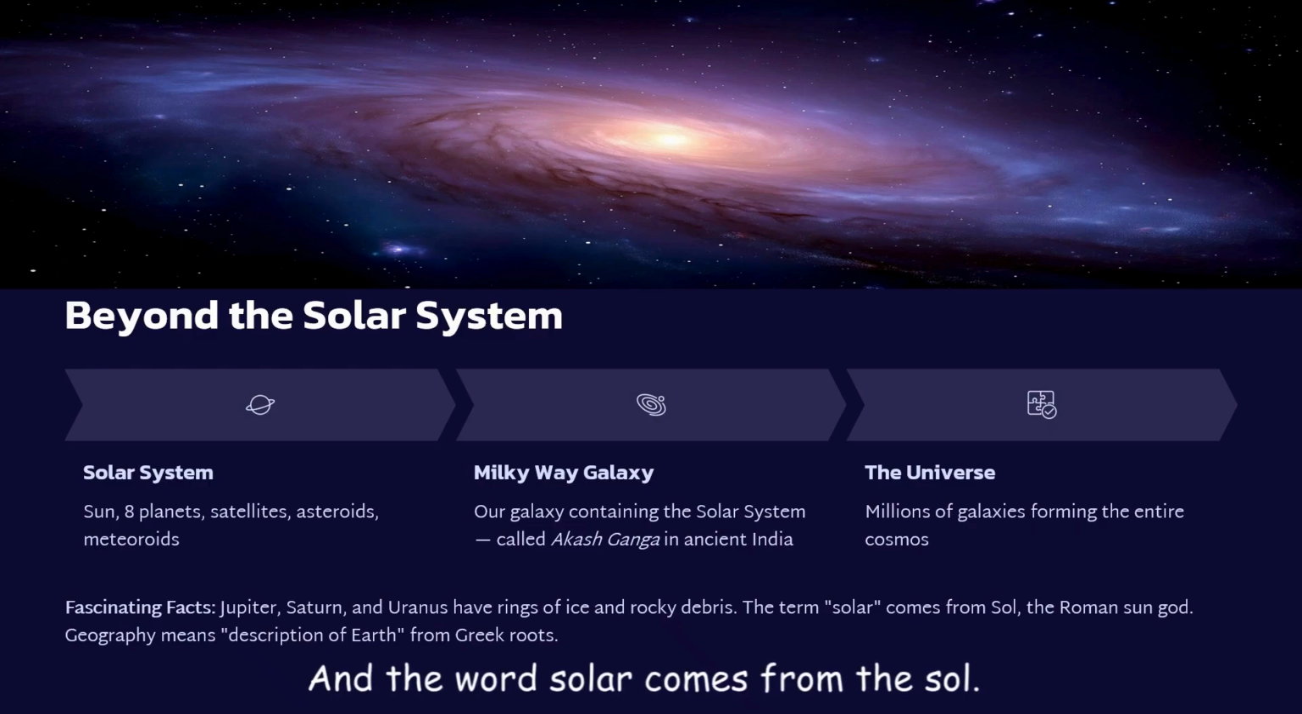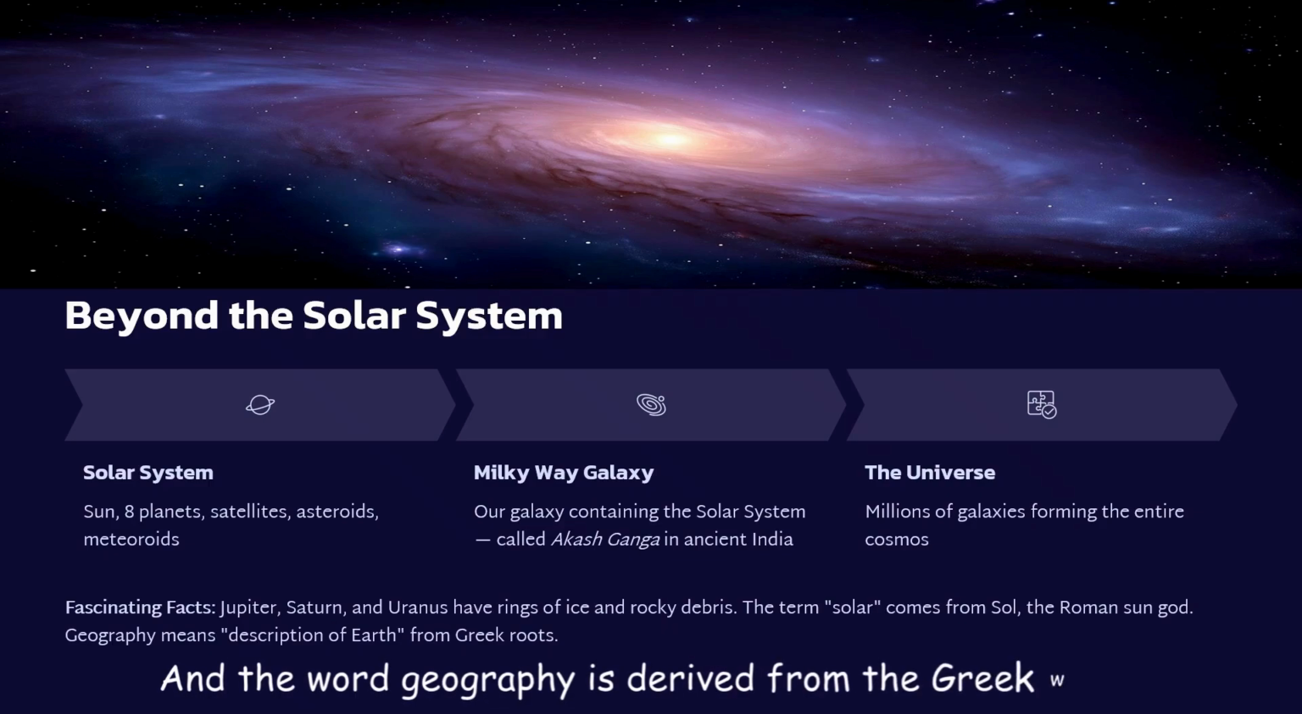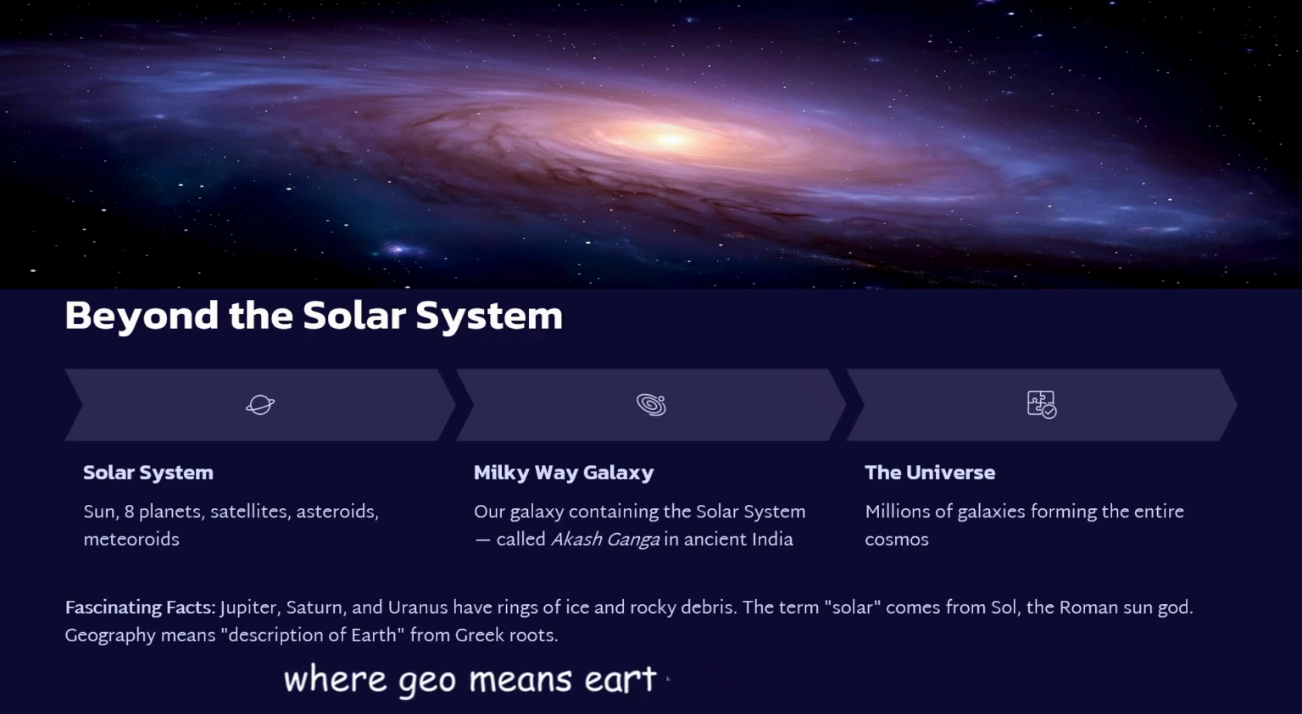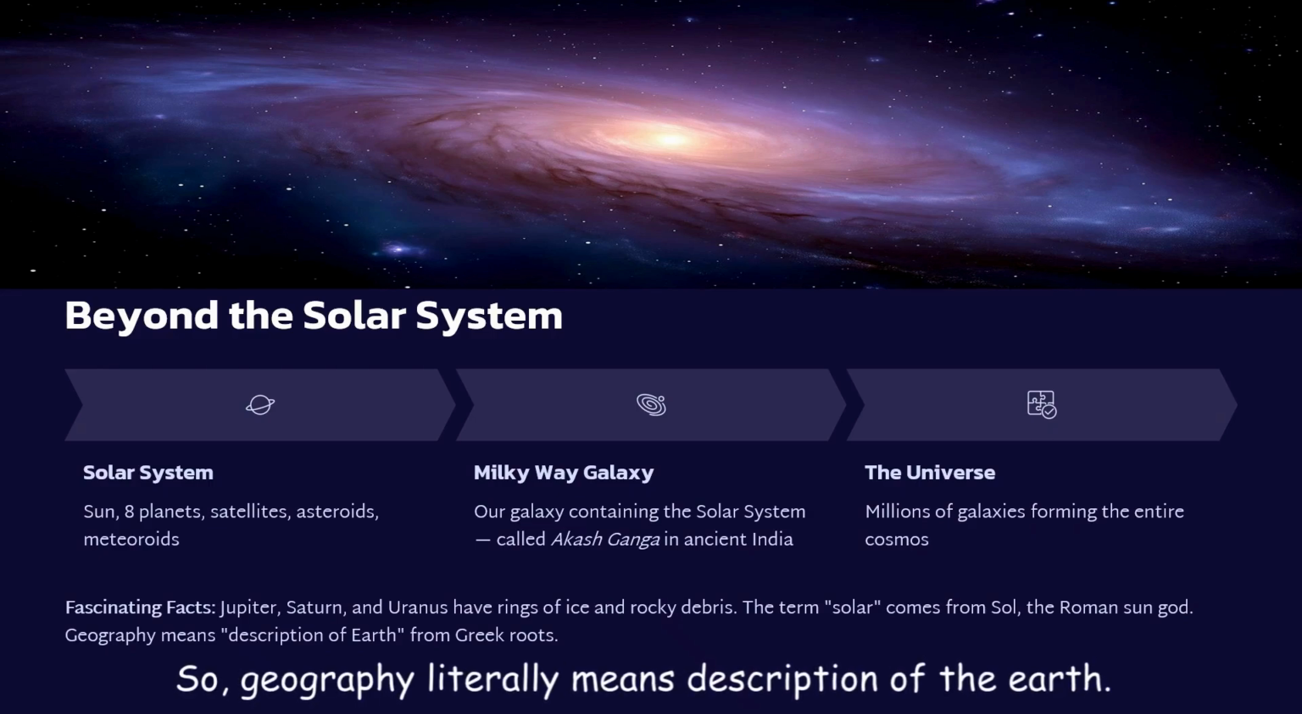And the word solar comes from sol. It is a Roman name for the sun god. And the word geography is derived from the Greek word, where geo means earth and graphy means description. So geography literally means description of the earth.